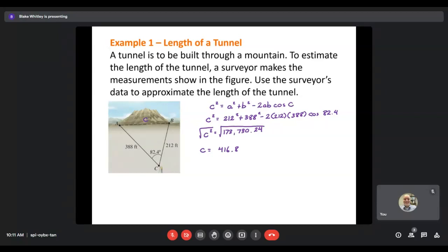Now, in these word problems, always look for units. In this case, our linear unit was feet. And so since we're looking for the side length across there, that should also be measured in feet. And as always, just pay attention to what the problem is asking for in terms of rounding, especially in WebAssign. Make sure you round to the correct number of decimal places. Here, they didn't tell us what to round to, so I'm just rounding to 1 decimal place.